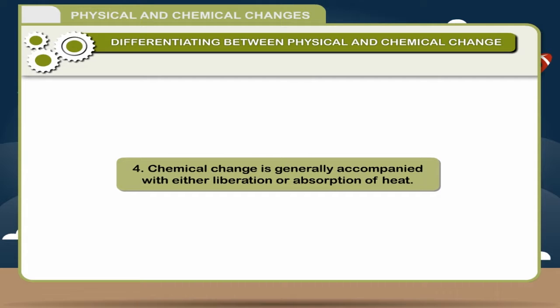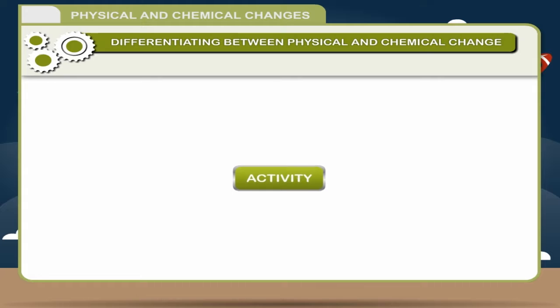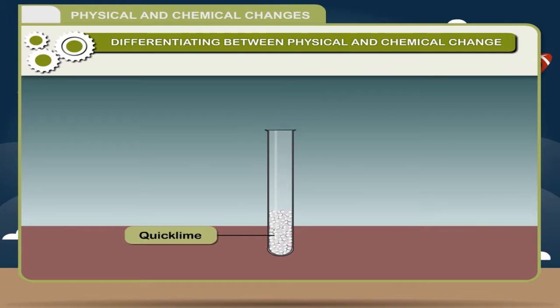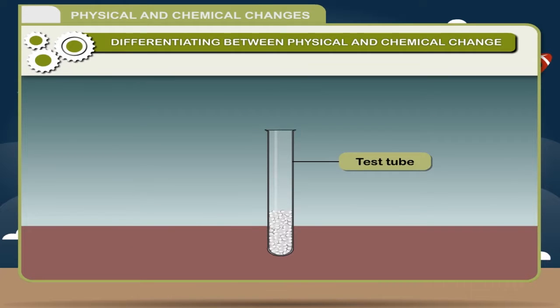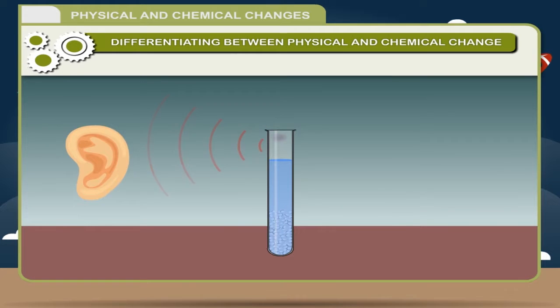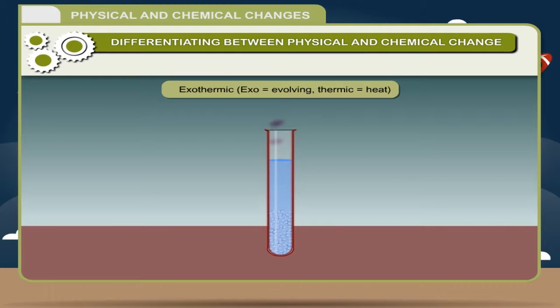4. Chemical change is generally accompanied with either liberation or absorption of heat. Activity. Take a piece of quicklime in a test tube and add water to it. You will hear a hissing sound and the test tube will become warm. The chemical reaction taking place is called exothermic.